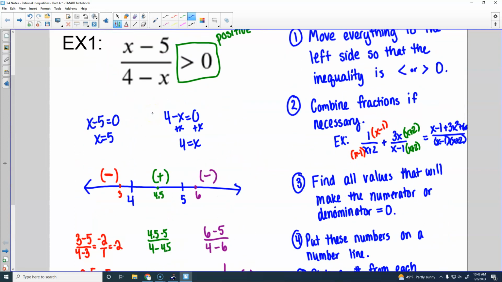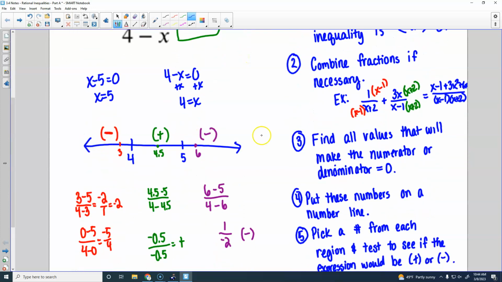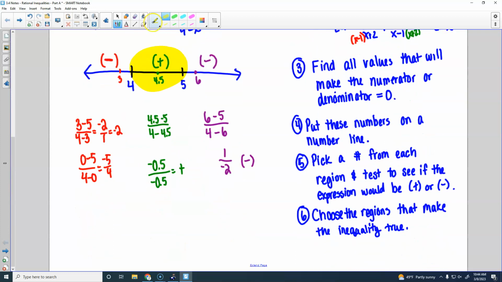So, for this problem, I had greater than 0. So, positive numbers make this inequality true. If I look at my number line here, the ones that work are the ones where you get a positive. So, that's this whole region right here. And we would say that our answer for this is going to be from 4 to 5.